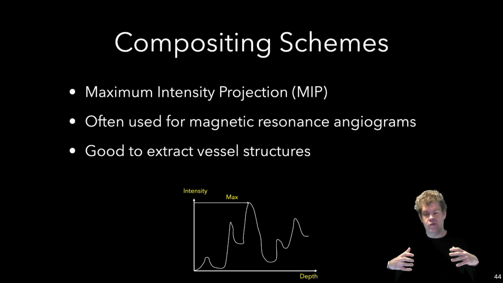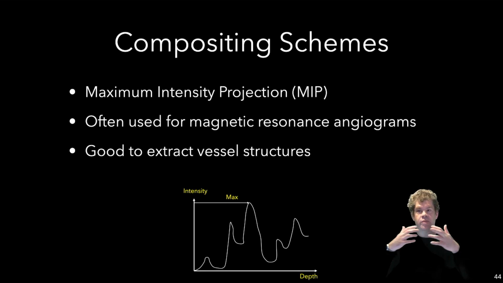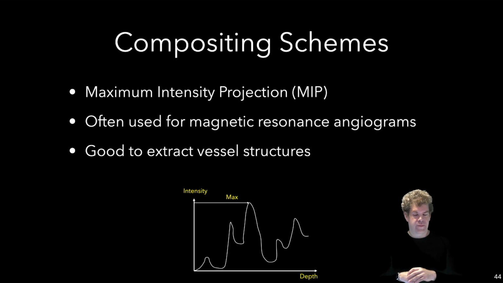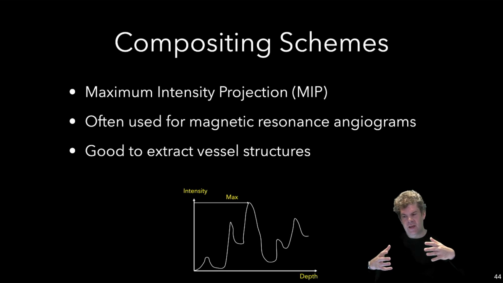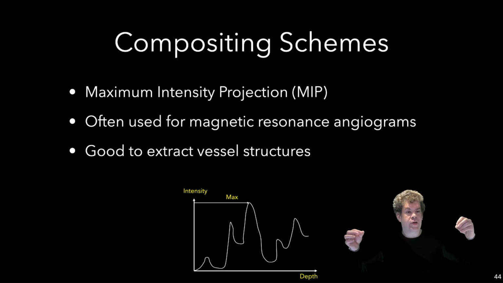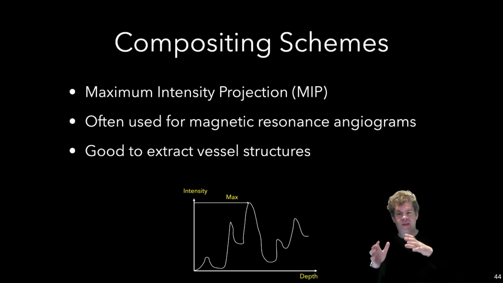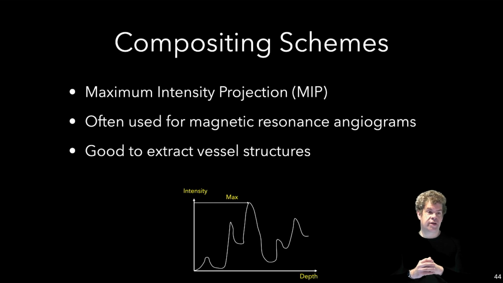So for instance, if you inject something that absorbs X-rays very strongly, some material that you inject into a patient's bloodstream that absorbs X-ray very heavily, then those points in the vessels or in the organs where that contrast agent is accumulated will have a significantly higher value than the rest. And the same is true for magnetic resonance angiograms.